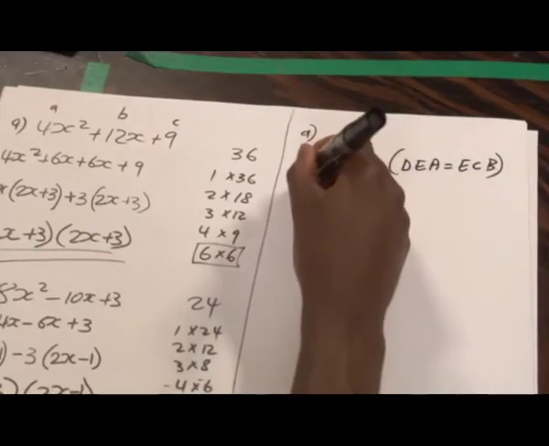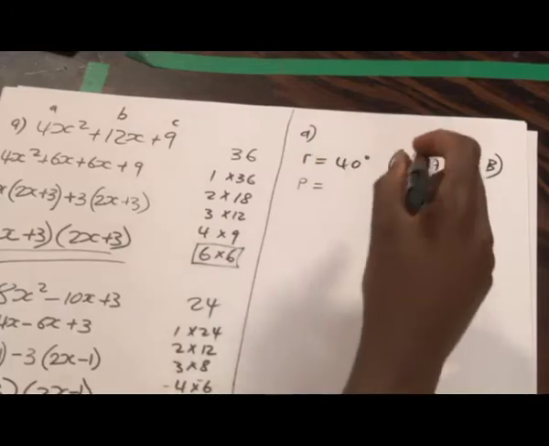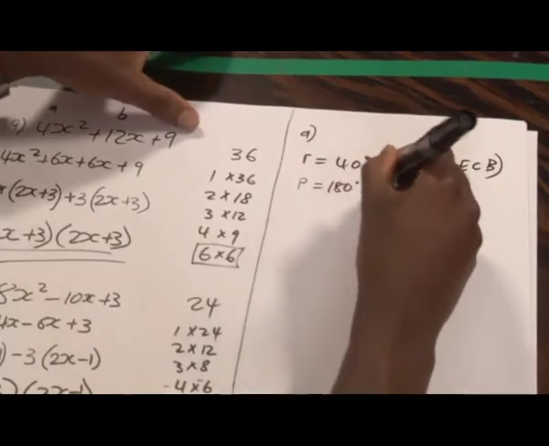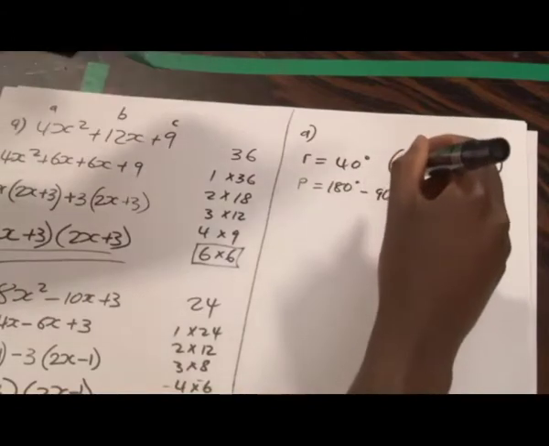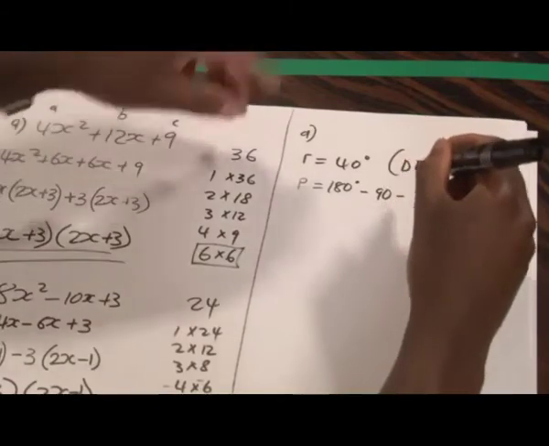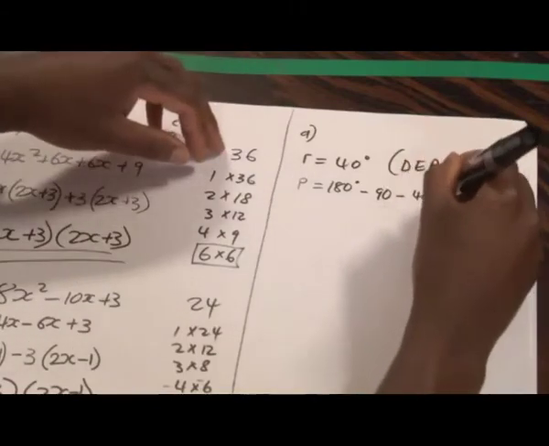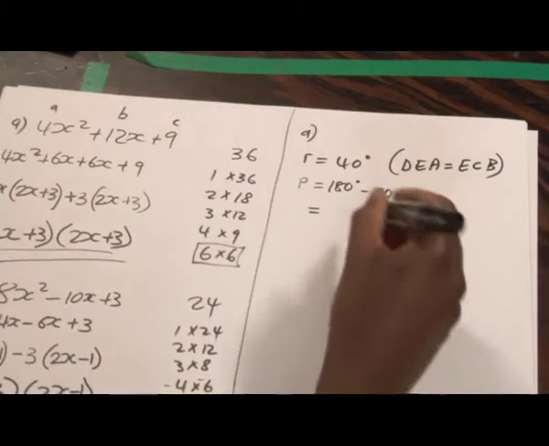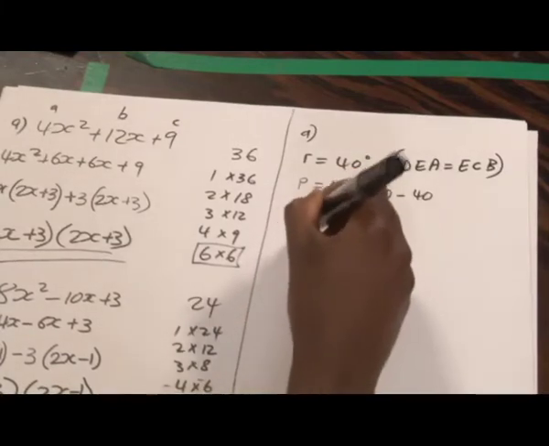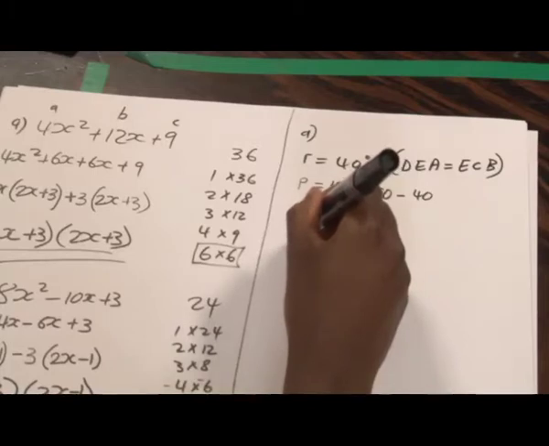It becomes easy for us to find P. For us to find P, it's just going to be 180 minus the 90 degrees you are given, which is the ADE, minus R, which you already know, which is 40. This one will give you 50 degrees. Then we are asked to find Q.